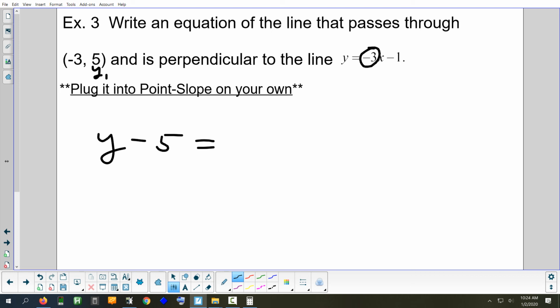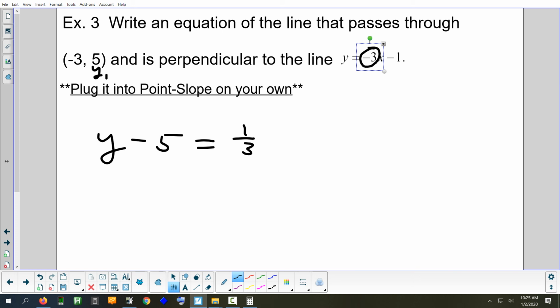If they wanted the line to be parallel, you'd use the same number. They want the line perpendicular. So what does -3 turn into if we make it perpendicular? Remember, two things: opposite, reciprocal. Positive 1/3. So he made it the opposite. -3 turns into +3, and then reciprocal, flip it. So positive 1/3. Okay, what comes right after the 1/3?